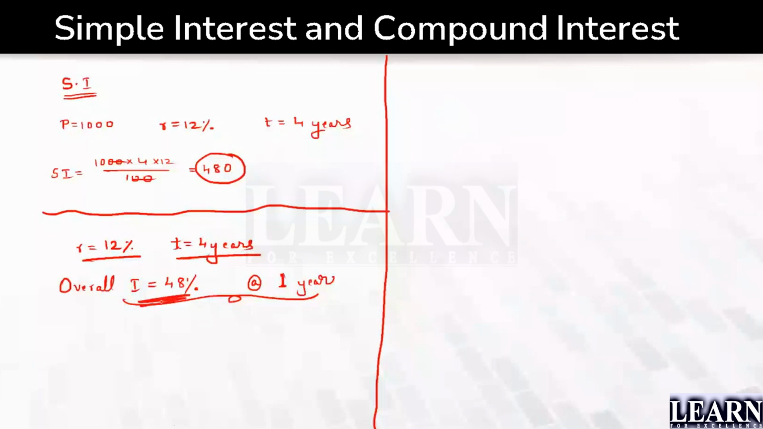Now what I am doing is, once you got the overall interest, your problem is not a simple interest problem now. Your problem is a percentage one. Now you find out 48% of principal. So simple interest is nothing but 48% of principal, which is nothing but 480. Done. You got the point?